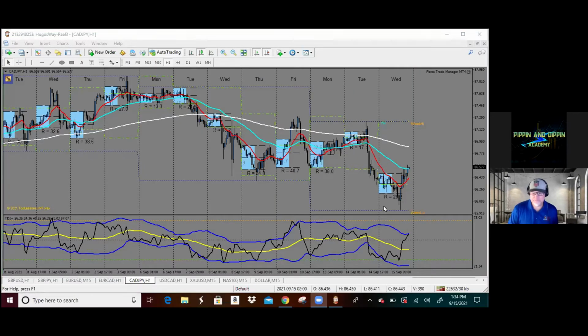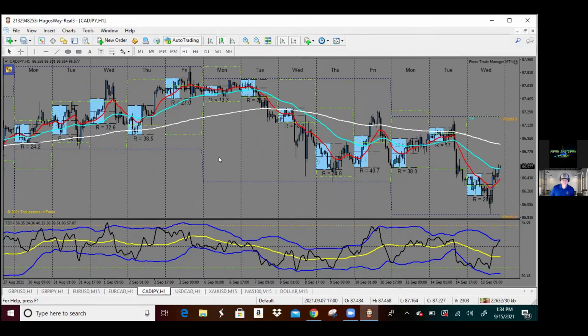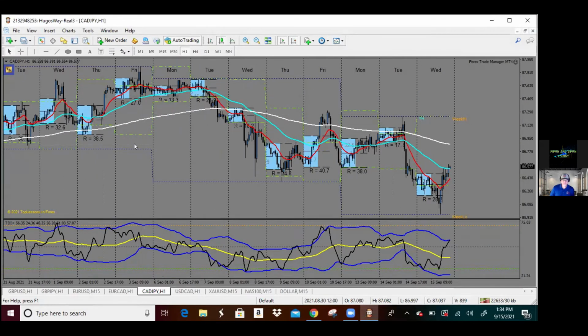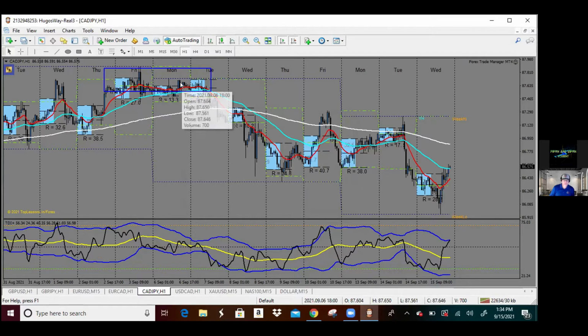All right, guys. Share my screen. Let's take CADJPY first. Okay, we understand that this is a peak formation high. Okay, we know that, and you establish that. There are other ways that you can figure out what a peak formation high is, and we've taught on this channel how to figure out peak formation highs and lows.